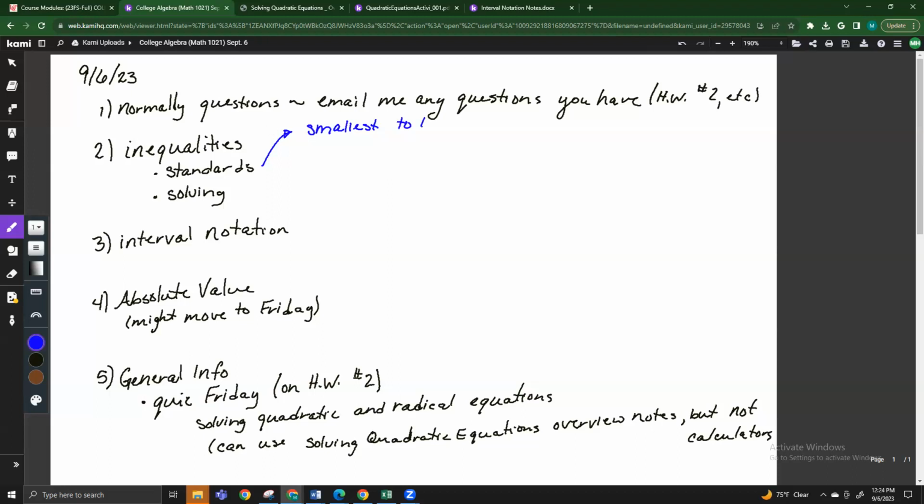Largest. We prefer to use less thans, less than or equal to's, instead of greater thans, greater than or equal to, okay.